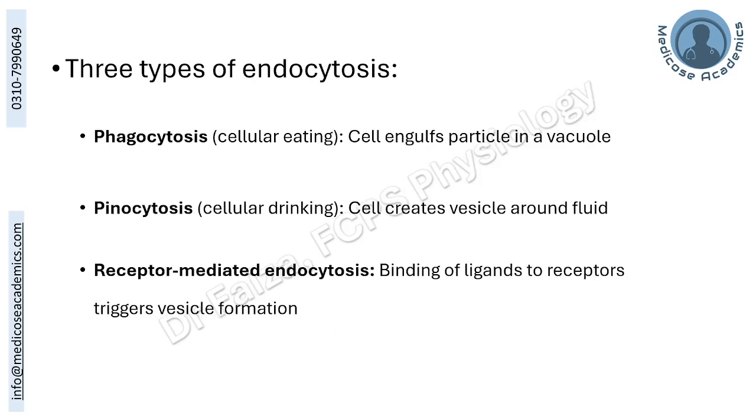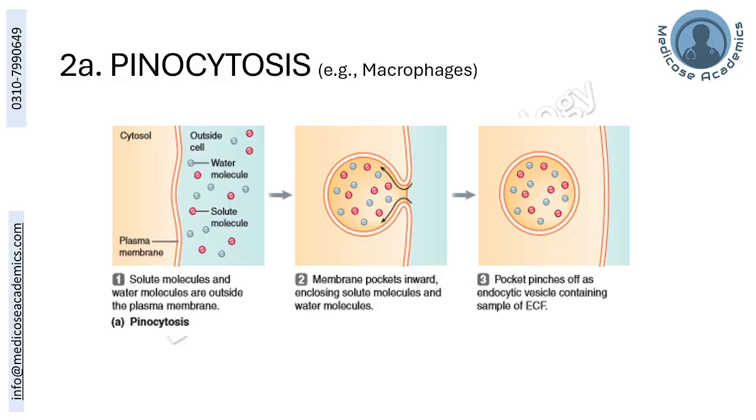If we look into the types, it has phagocytosis for cellular eating, pinocytosis for drinking, and receptor-mediated endocytosis for special ligand-based receptor internalization of vesicles. So starting from pinocytosis, the steps are the same. The liquid molecules approach the site of endocytosis, invagination of the cell membrane, pinching off and release.